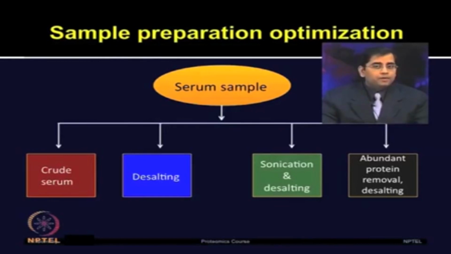Since serum contains highly abundant proteins, and these commercial columns which can deplete these abundant proteins selectively are quite costly, considering the large number of patient samples you have to process, we thought, can we disrupt these abundant proteins and remove the low abundant proteins from them by using sonication. So, the effect of sonication as well as desalting was also investigated, and then we also used commercial columns to remove the abundant proteins, followed by the desalting step.